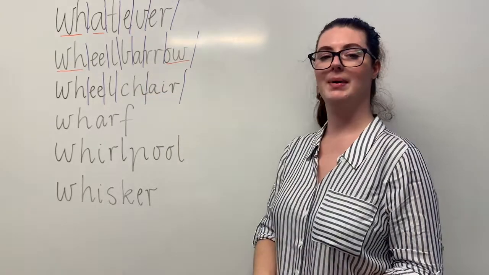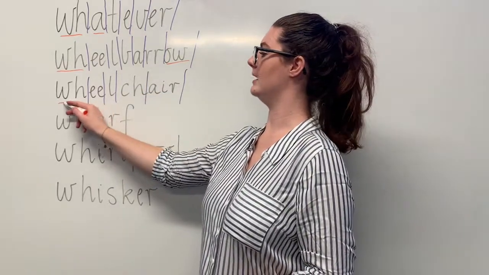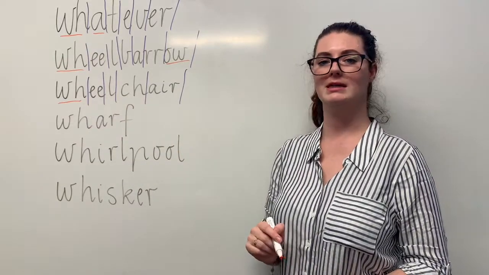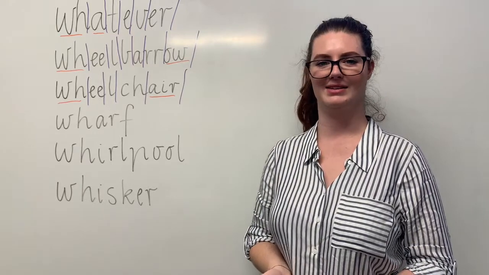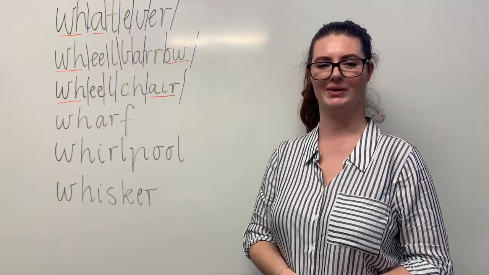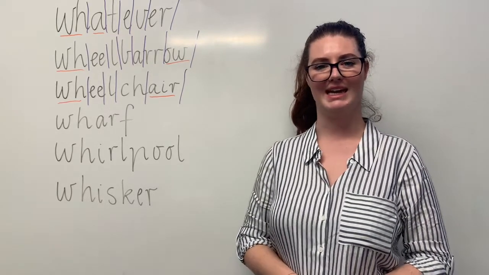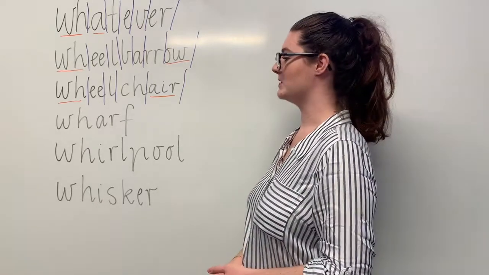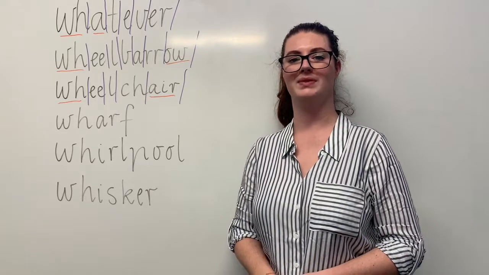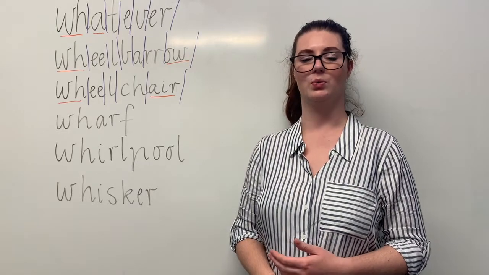W-H-E-E-L-C-H-A-I-R. The parts that we need to remember are the W-H digraph making the w sound, but also the A-I-R trigraph making the air sound. Can you teach it to me? Wheelchair. W-H-E-E-L-C-H-A-I-R. Our next word is wharf. Say wharf. The boat's docked at the wharf.